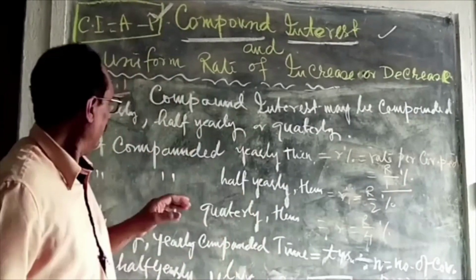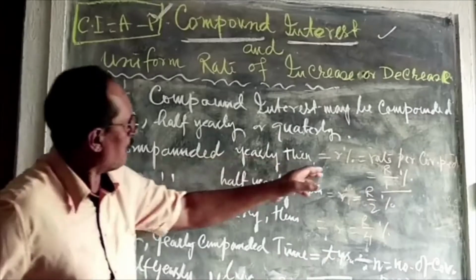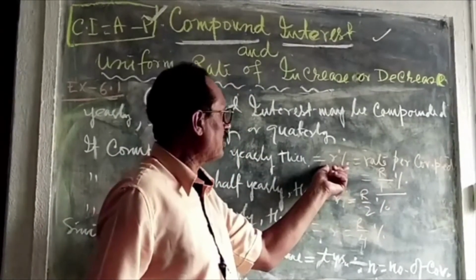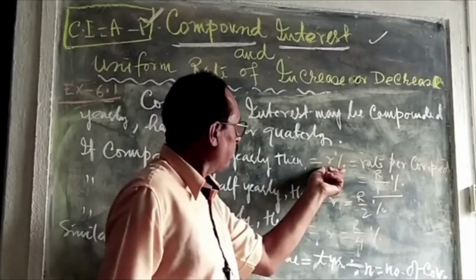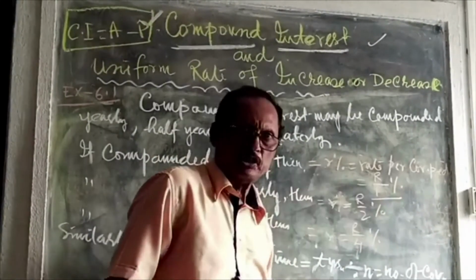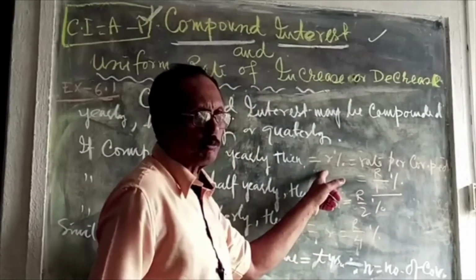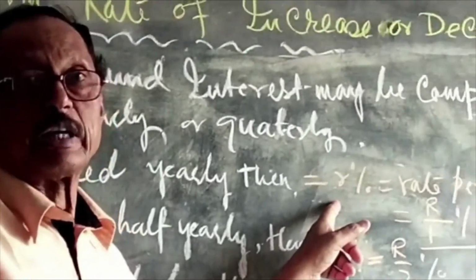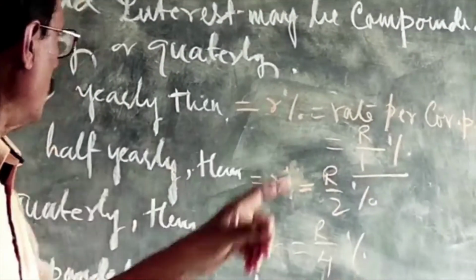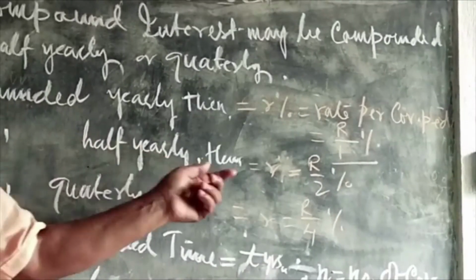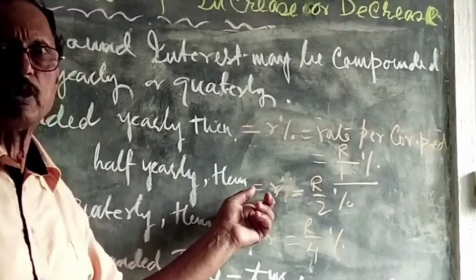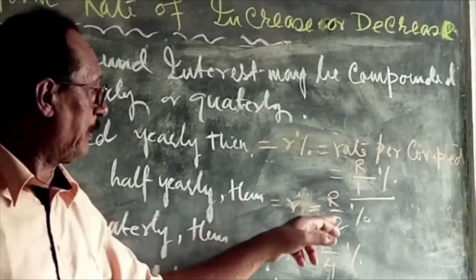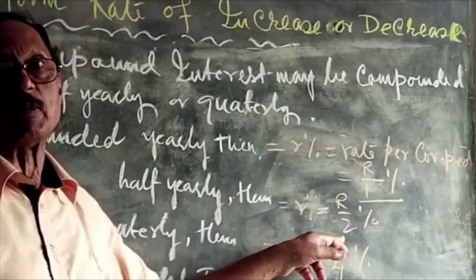So when it is yearly compounded, the rate of interest R% will be the smaller r percent, defined as the rate per conversion period, and that will be used in the formula. You will see small r is used, not capital R, in calculating the compound interest. So if it is half yearly compounded, then the rate of interest per conversion period will be equal to the rate per annum divided by 2, because it is converted 2 times in a year.